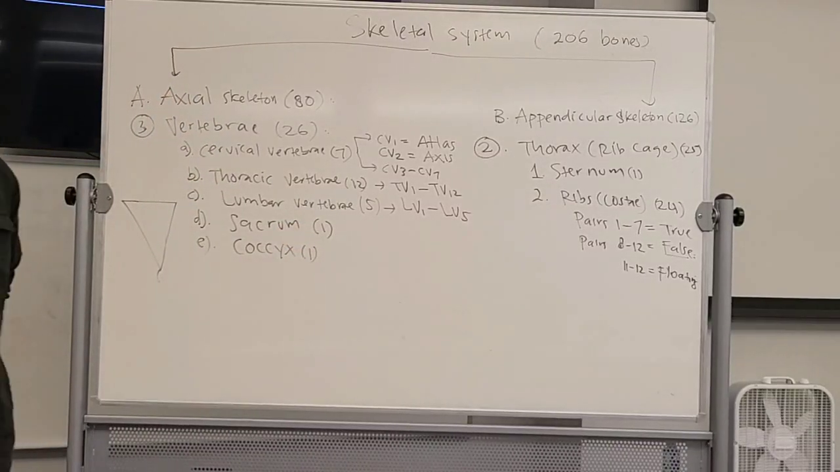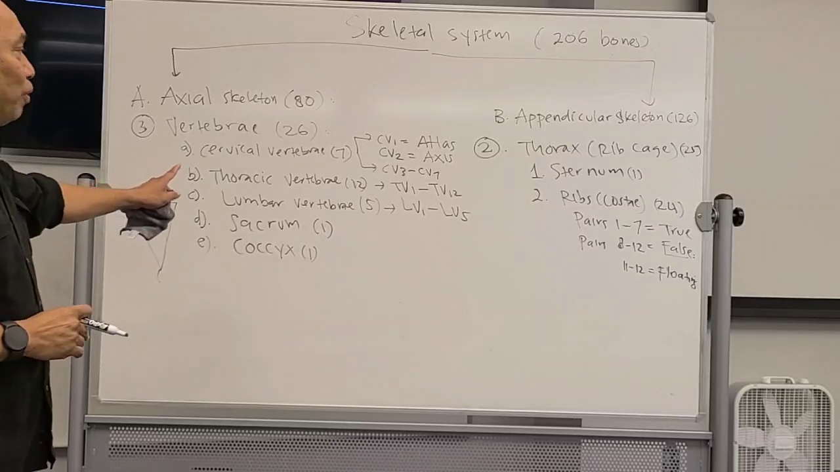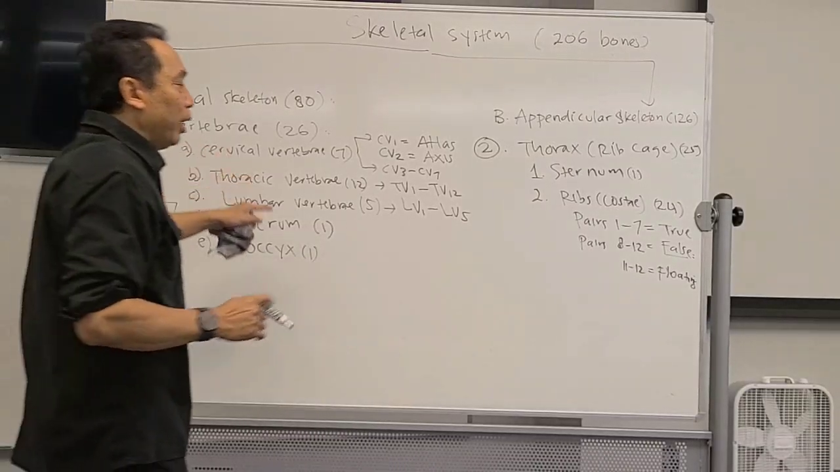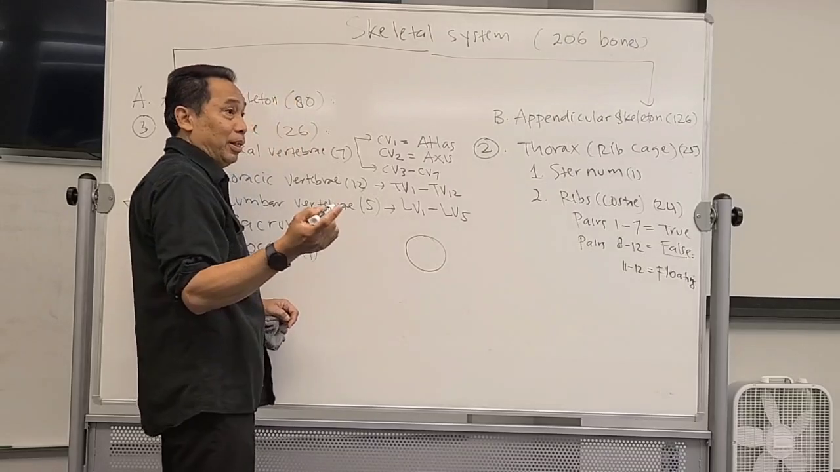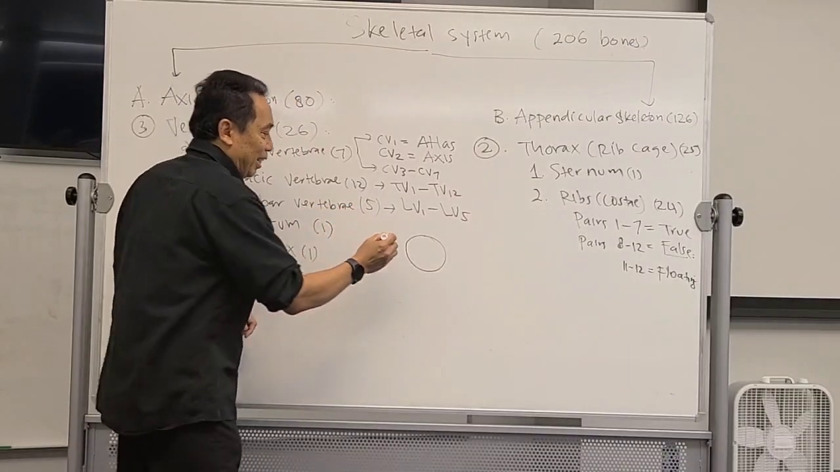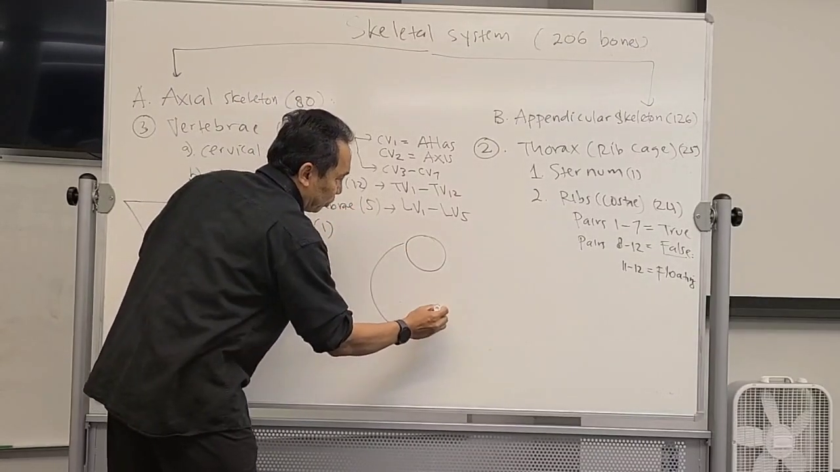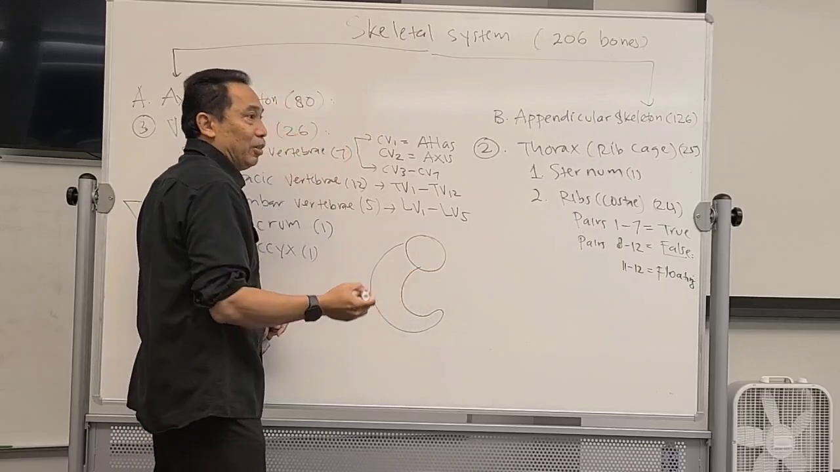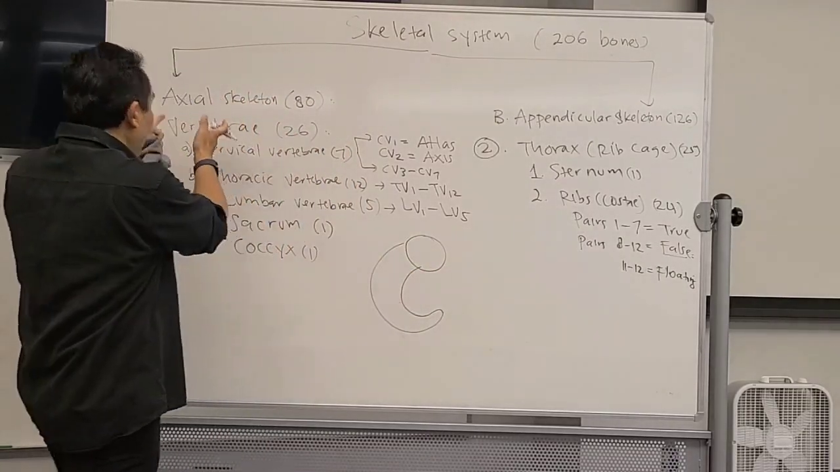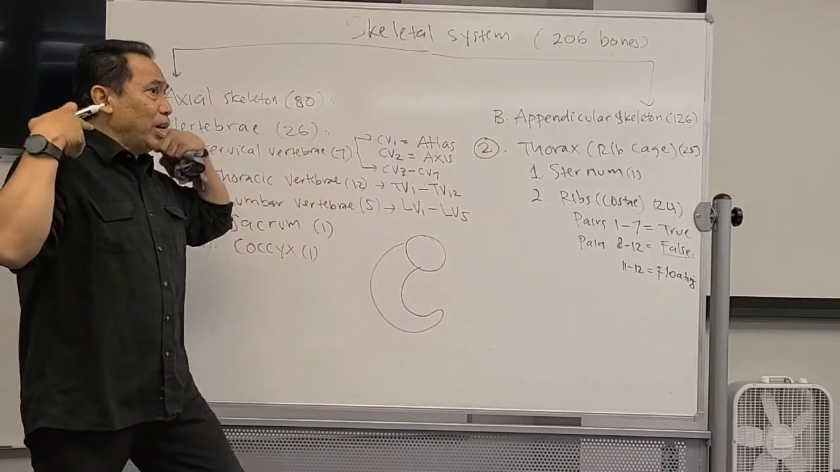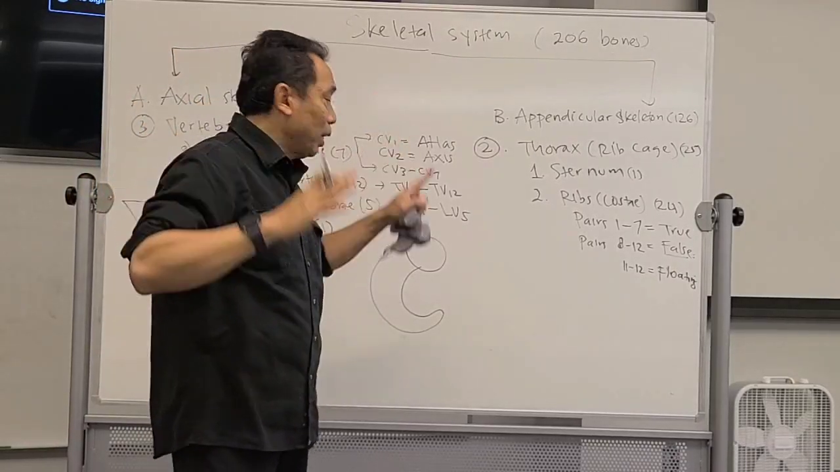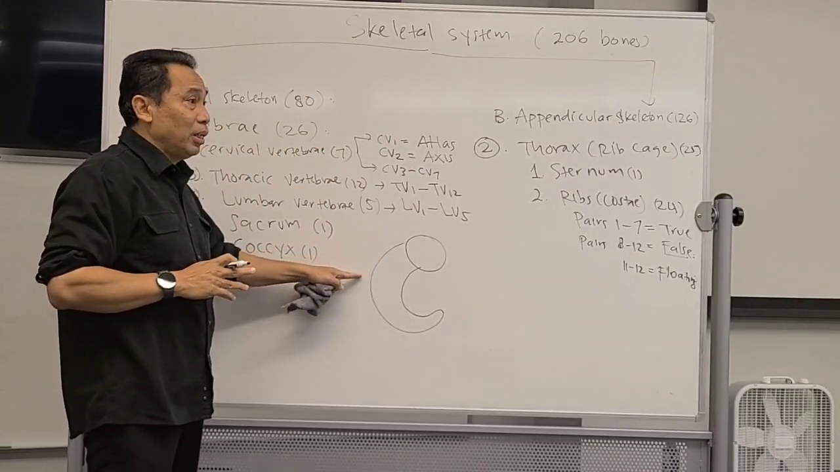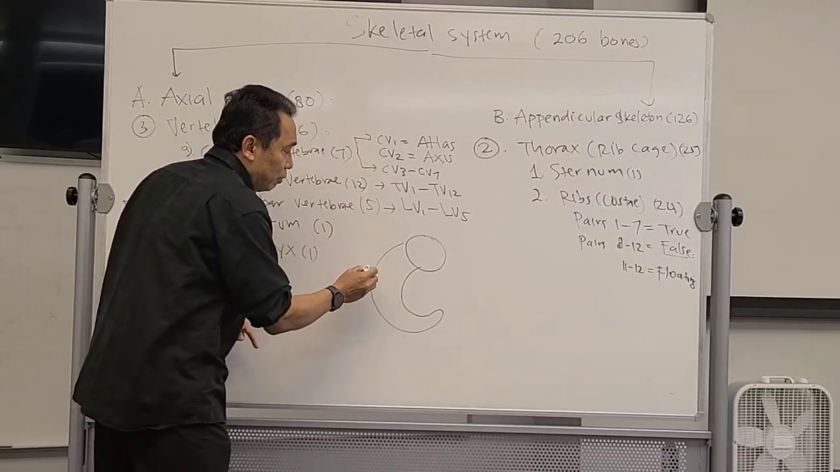Alright, now, before we go to the next one, when you're born, let's say this is you as a baby, right? So you have a curve like this. This vertebrae is actually making a curve. When you are an adult, you have 4 curves. But when you're born, you only have 2 curves.